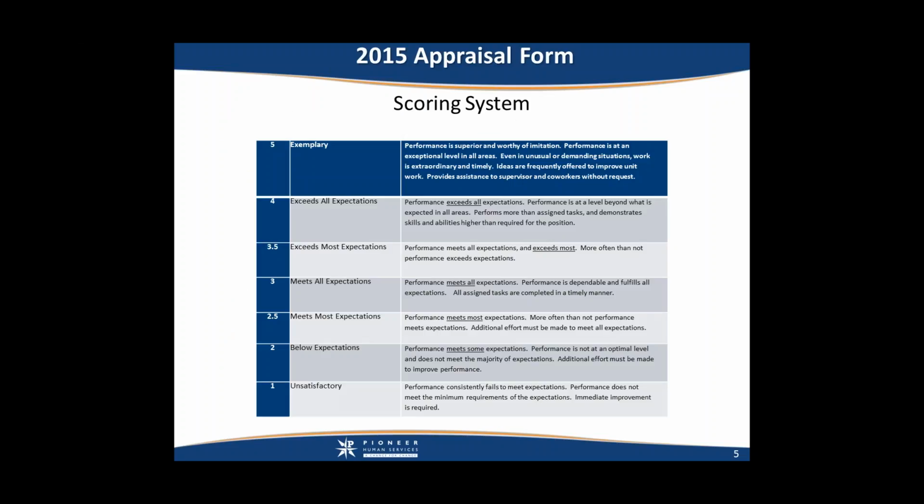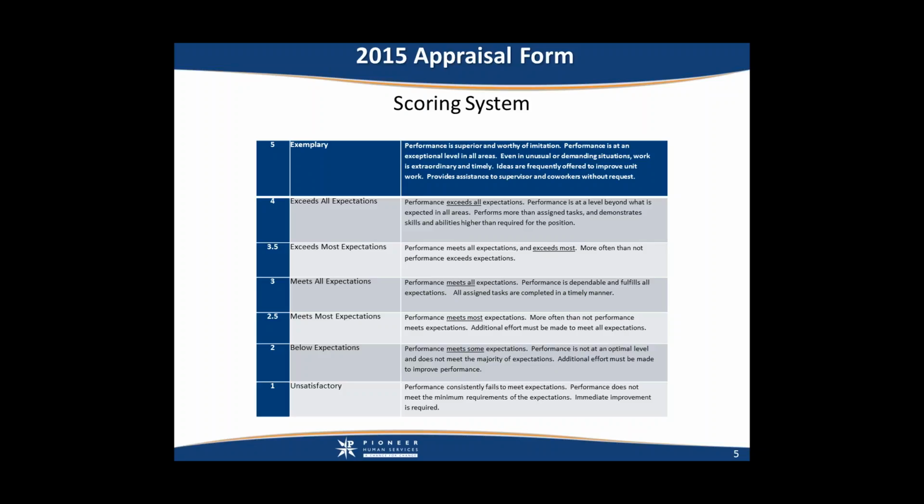So taking a look at the scoring system, you will note that there is a 2.5 and a 3.5. And again, this was a change due to feedback that we received last year on the evaluation process. In looking at 2.5, you'll note that this section indicates that an employee meets most expectations. More often than not, performance meets expectation, but there are some additional efforts that need to be made in order to meet all expectations. And for 3.5, it exceeds most expectations: performance meets all expectations and exceeds most. More often than not, employee performance exceeds expectations.